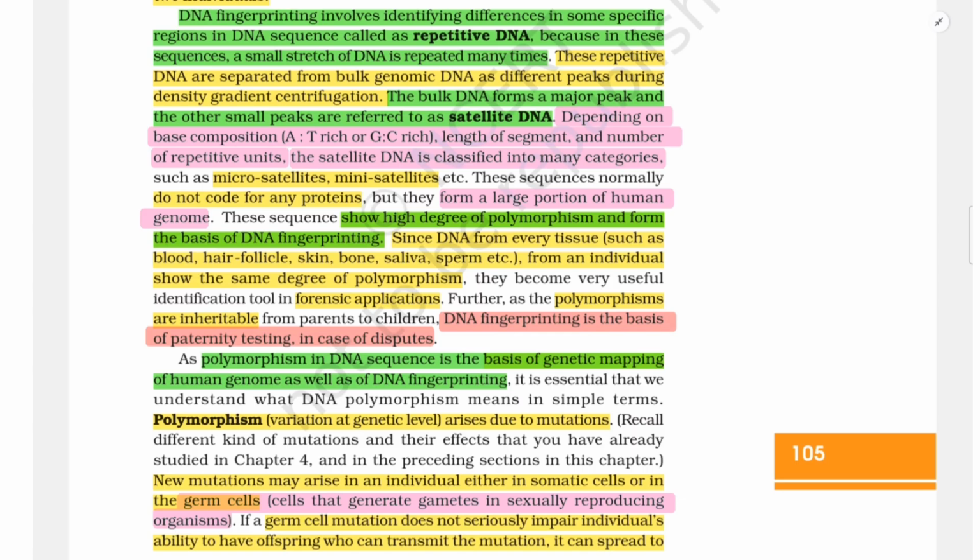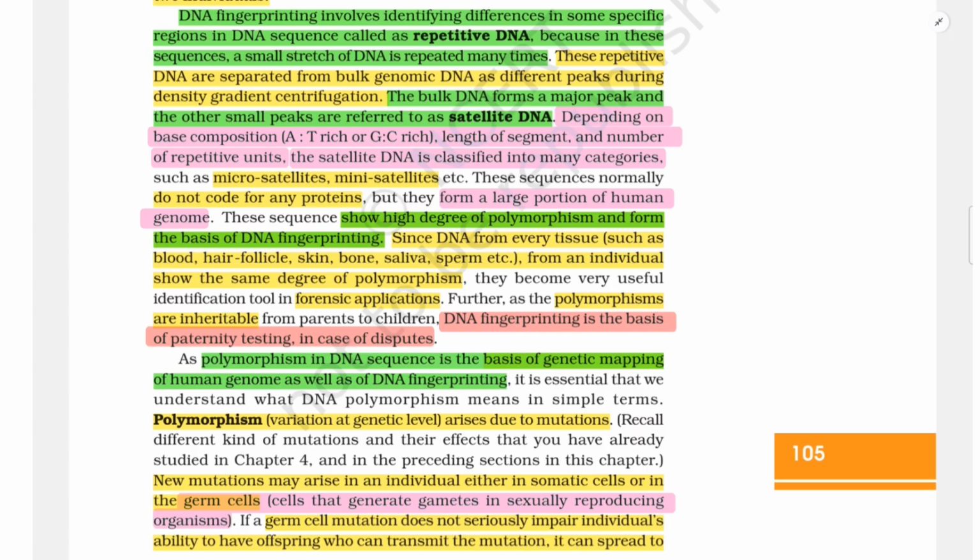These repetitive DNA are separated from bulk genomic DNA as different peaks during density gradient centrifugation. The bulk DNA forms a major peak and the other small peaks are referred to as satellite DNA. Depending on base composition, AT rich or GC rich, length of segment and number of repetitive units, the satellite DNA is classified into many categories such as microsatellites and minisatellites, etc. These sequences normally do not code for any proteins, but they form a large portion of human genome. These sequences show high degree of polymorphism and form the basis of DNA fingerprinting.